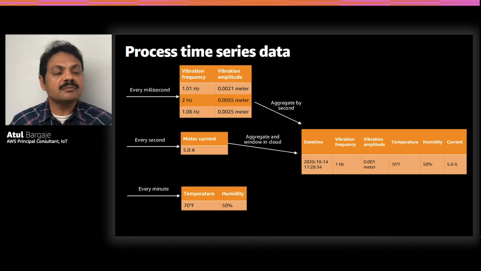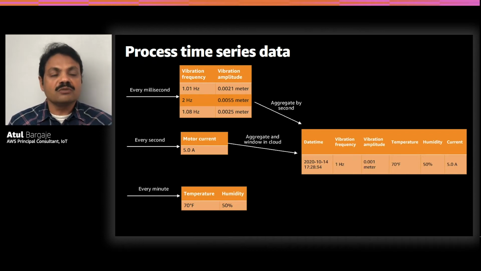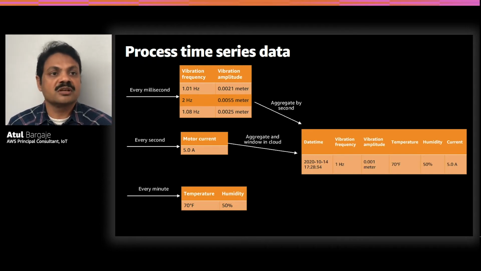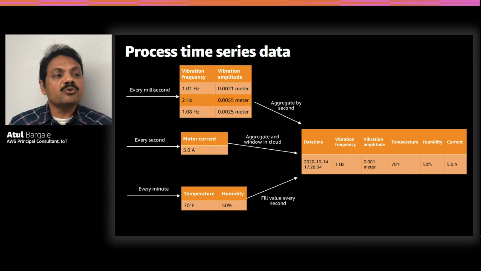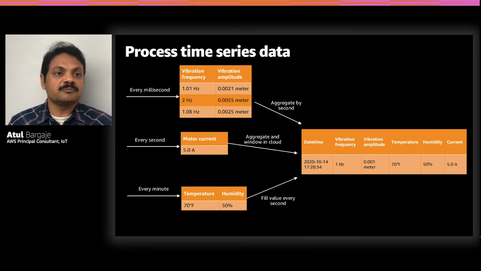Now, for the data coming from your sensors which are reporting every second, you still want to aggregate and window them in the cloud, because every sensor would probably be reporting its readings at different instants. And what you want is a reading for a fixed time instant, which can be correlated with other readings. For sensors reporting at a slower pace, every minute, you want to fill in these values. So you'll be duplicating a lot of data, but in order to come up with a time series record like this, you'll have to fill up those values.